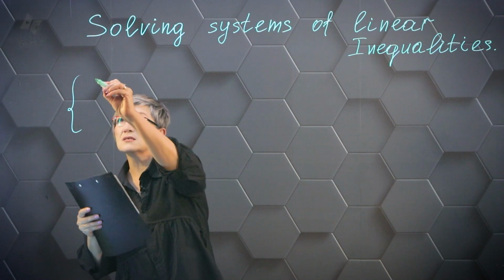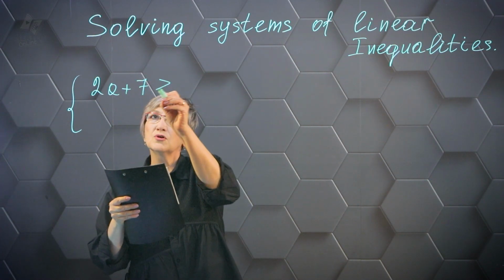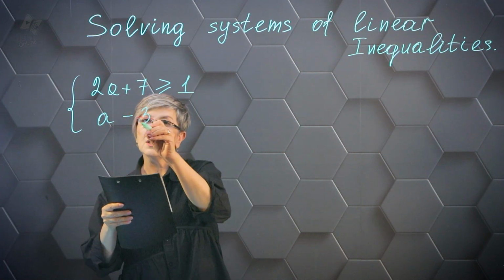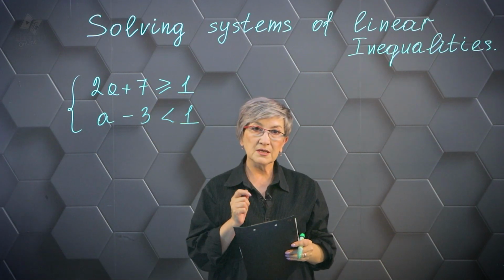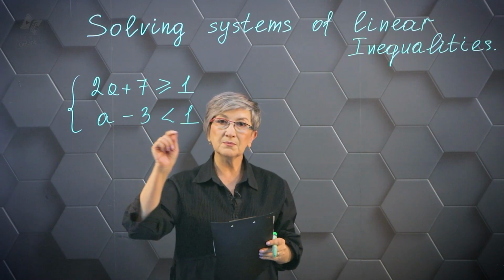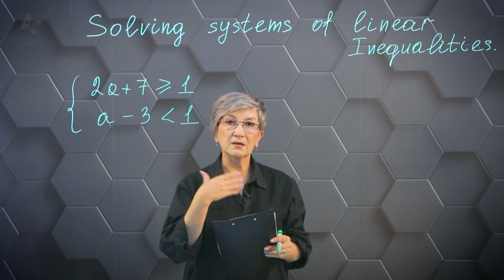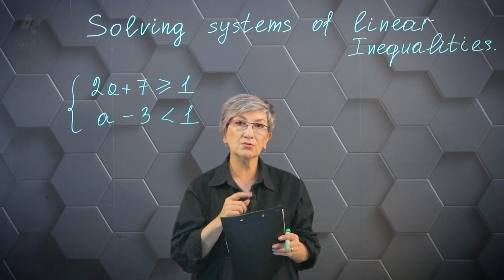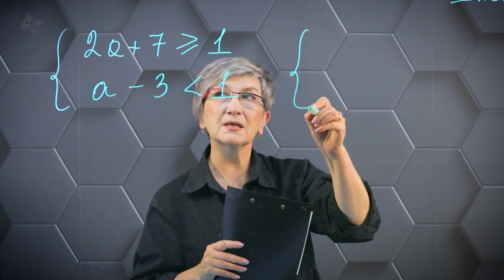The next system we need to solve: 2a plus 7 is greater than or equal to 1. a minus 3 is less than 1. By the way, you might have noticed that we are dealing with inequalities written with just one variable. When we learn to solve systems with two variables, we will construct a graph in this case. But for now, we are working on a system with one variable.